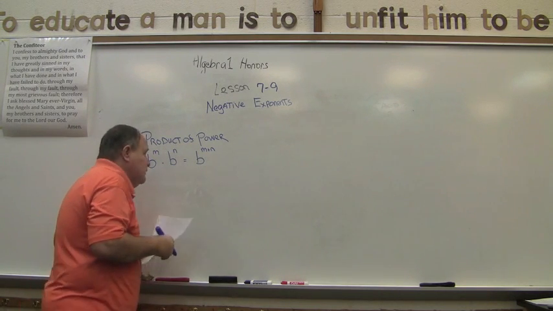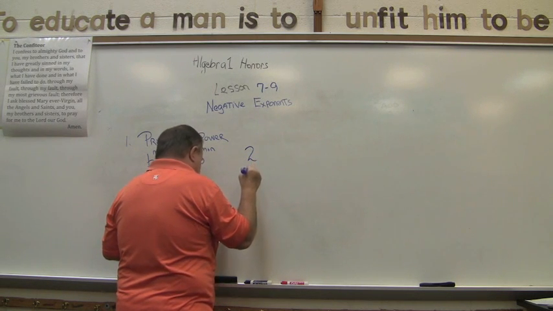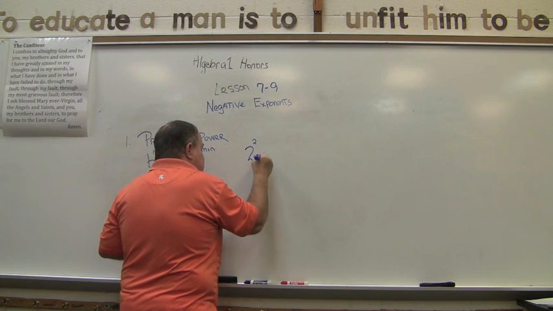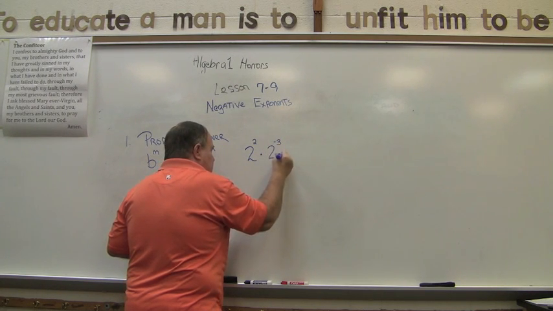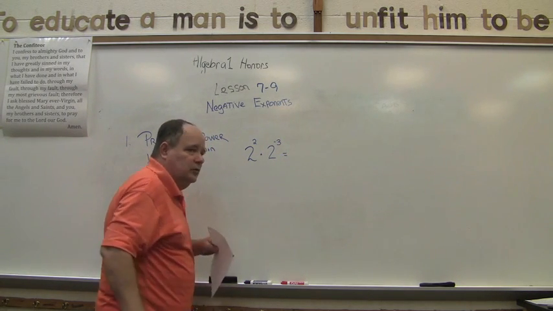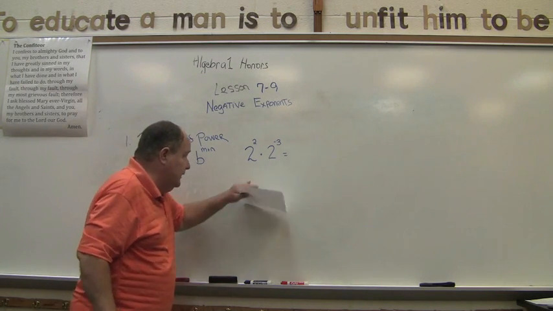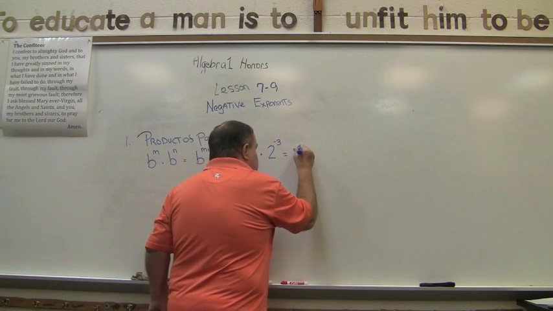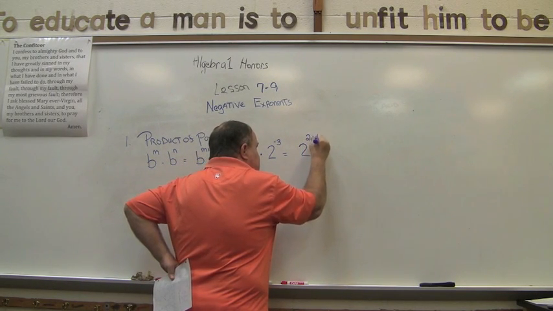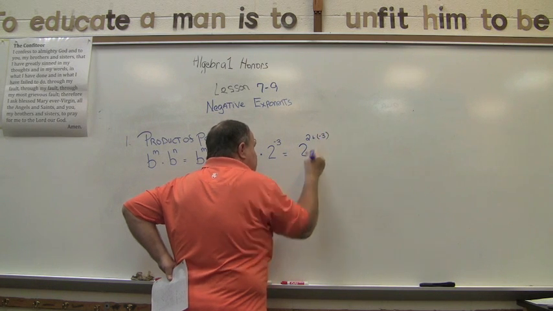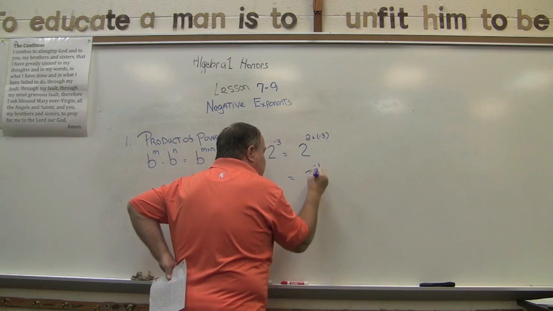All right, let's look at this. What if I had this? They have the same bases. 2 to the second power times 2 to the minus 3 power. According to the rule, we add our exponents together. We keep our base, which is going to be 2, and we add our exponents together, 2 plus a negative 3. So the answer for this one is actually going to be 2 to the negative 1 power.